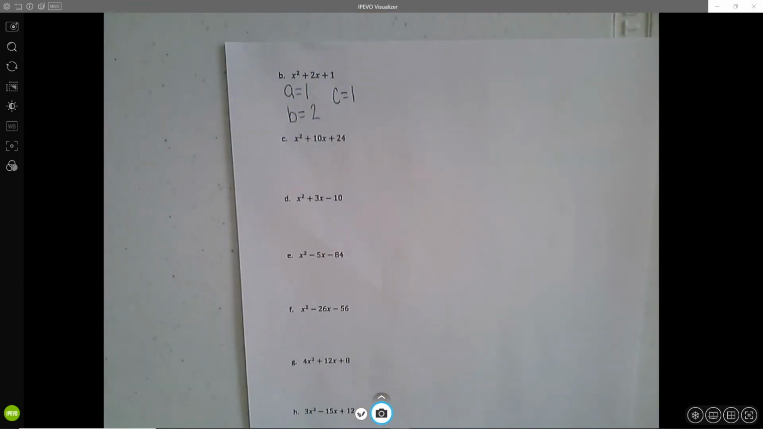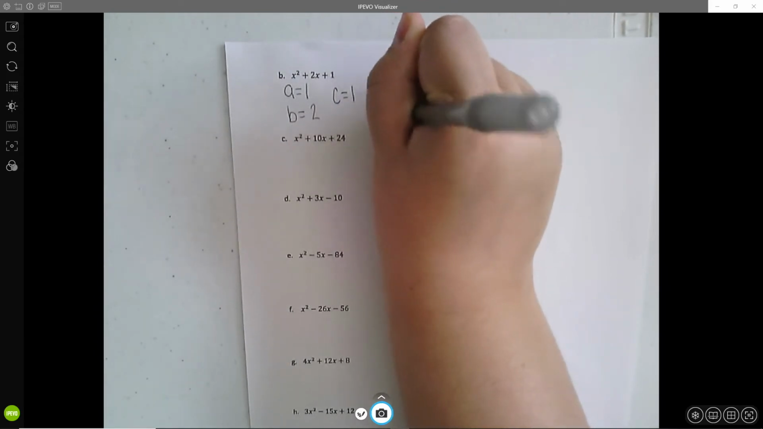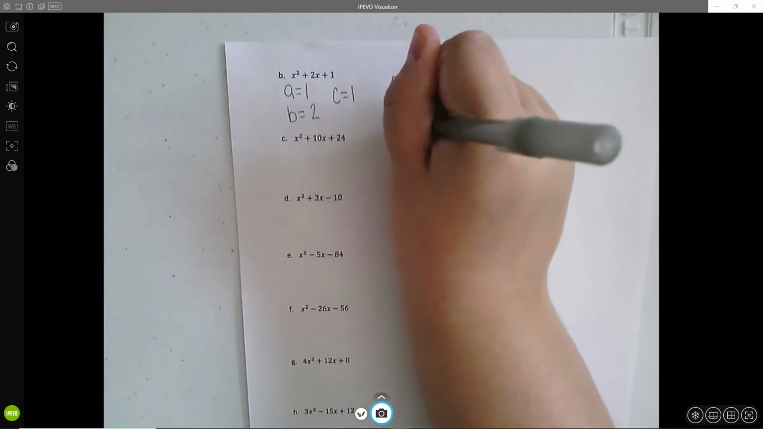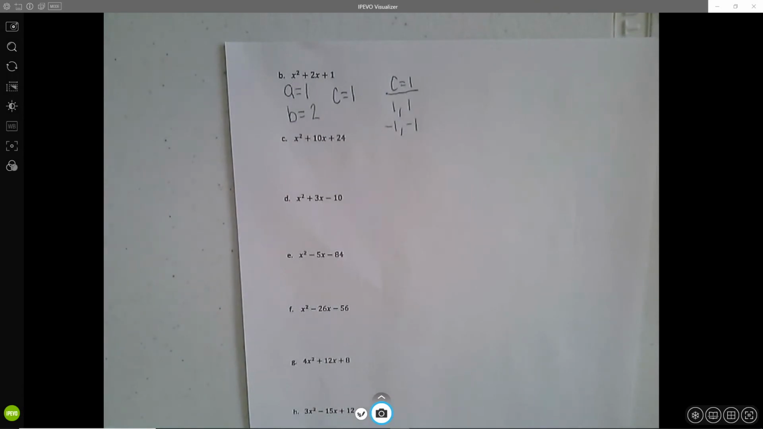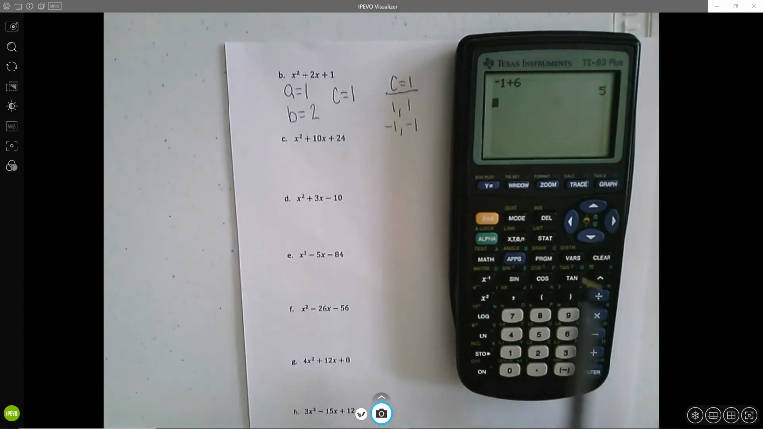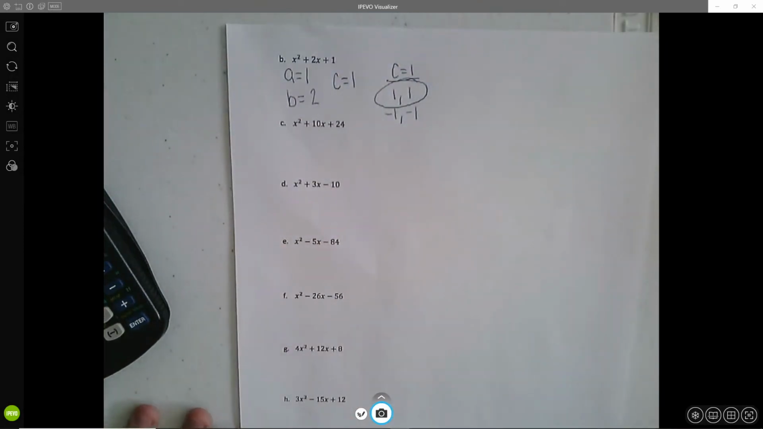Okay, if we go back to the front, remember, if C is positive, the factors of that C are either going to be both positive or both negative. So when I list out factors of C equals 1, I have 1 and 1. Those are the only factors of 1. They're either both positive or they are both negative, so -1 and -1. How I check is whichever factors sum to give me this B value, that's the correct one. So 1 plus 1 is 2, so that means both of them are positive.